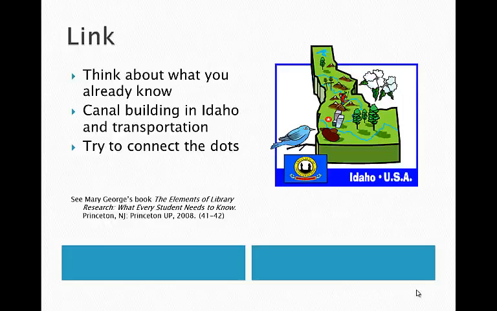What do you know already? This slide shows a picture of the state of Idaho. One thing that I know is that canals were built in eastern Idaho in the late 1800s. And they did that so that they could plant more crops and get water to the crops in the fields. And so for agricultural reasons, they did this.